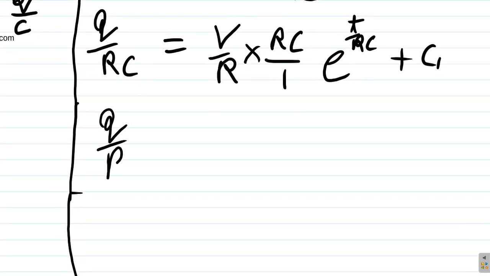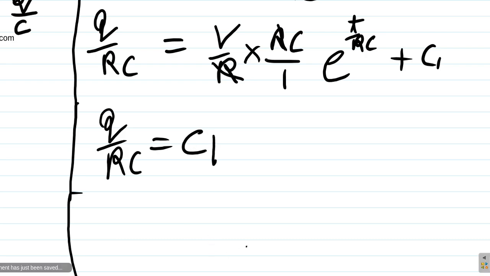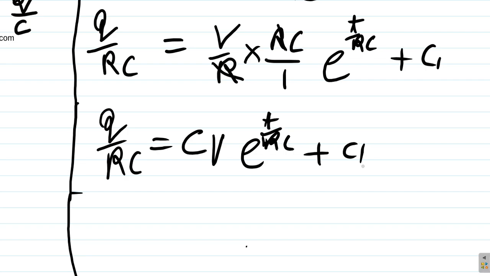Now q divided by rc is equal to, well, r would cancel, R. Alright? So what you have there is CV, C times V, multiplied by e to the t over rc plus constant of integration 1. Alright?